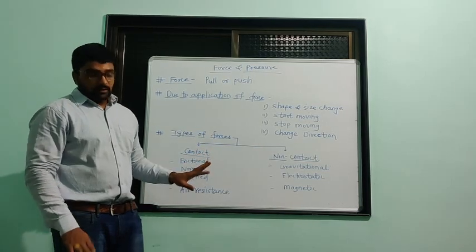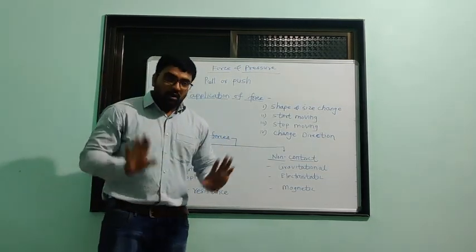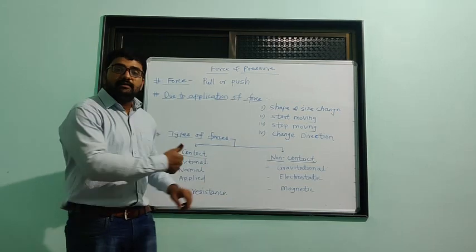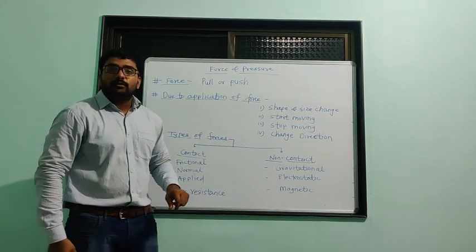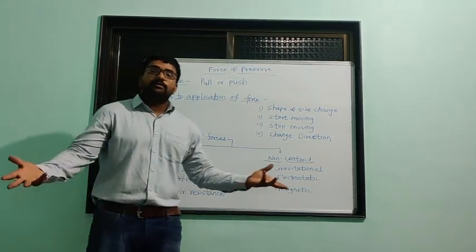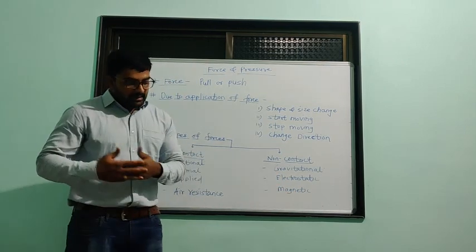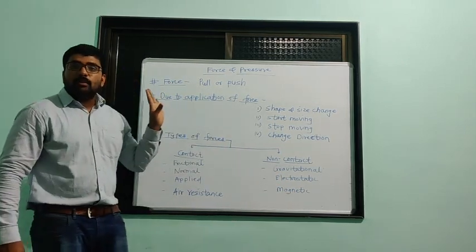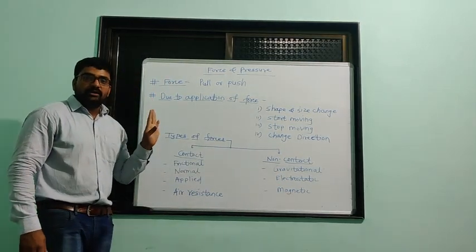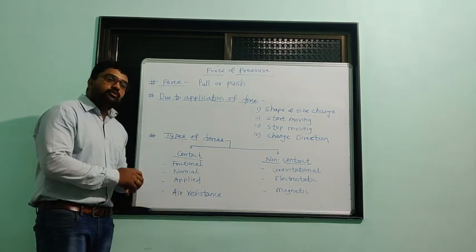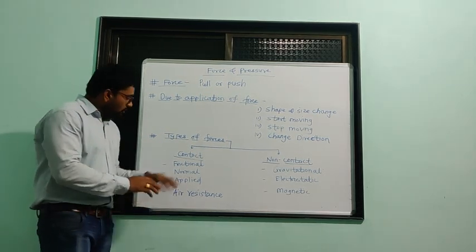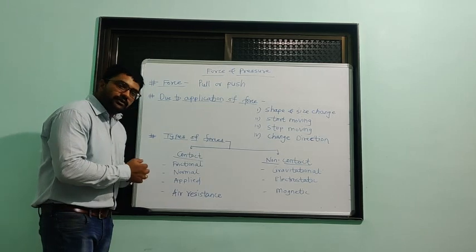We can easily walk on the surface of the earth because of the frictional force. If frictional force is not present, then we would easily slip on the ground. So it is an important and useful force. So what actually is this frictional force?